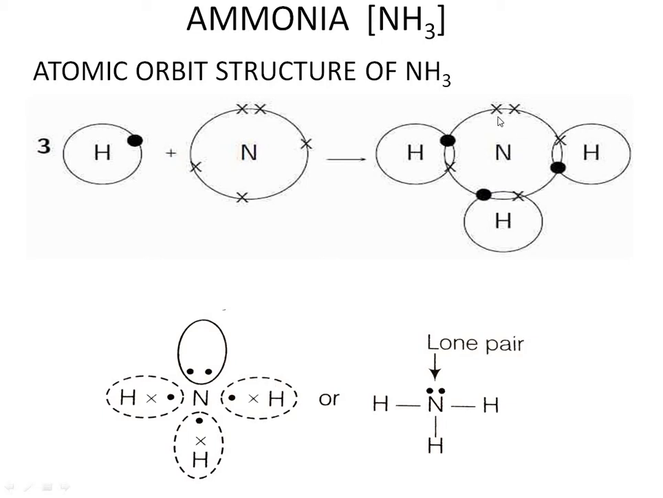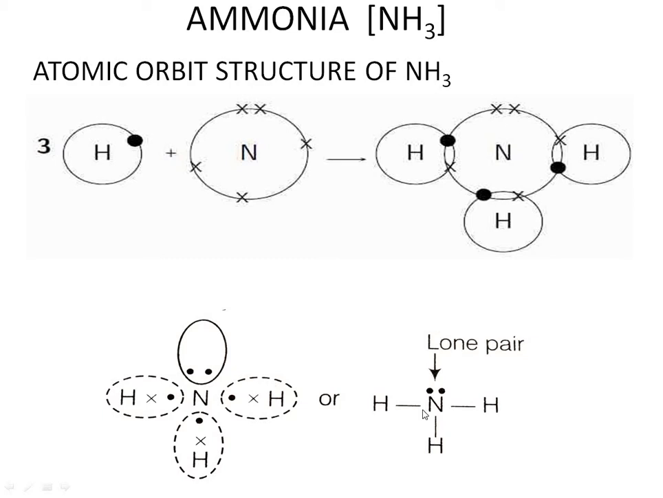And nitrogen, when you count, 1, 2, 3, 4, 5, 6, 7, 8. So 8 electrons it is satisfying, the nearest noble gas, neon. So this is how the bonding takes place: single bond, single bond, single bond. To form a bond, a pair of electrons is needed, here the same way, here the same way.